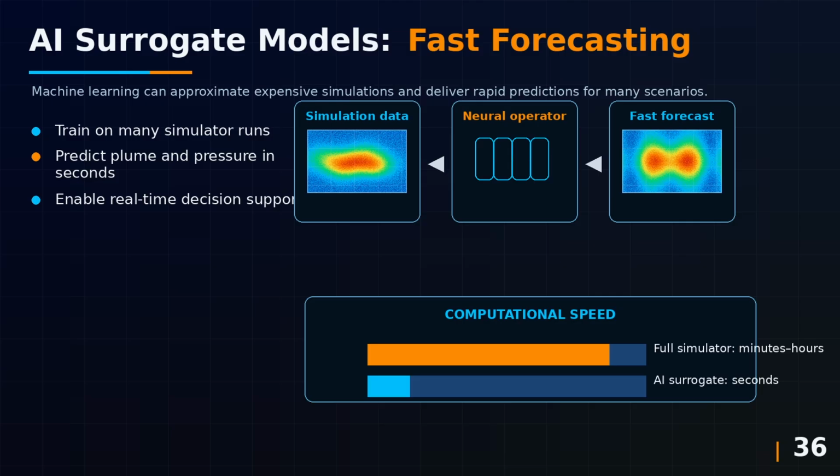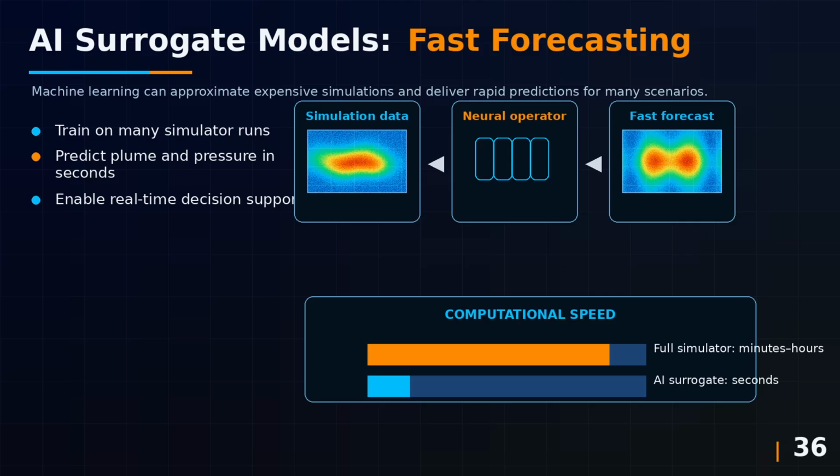But we must use AI carefully. A surrogate is only reliable within the range of data it has learned. If we apply it to very different geology or operations, it may fail. Good surrogate modeling requires high-quality training data, proper validation, physical consistency checks, and uncertainty estimates. The goal is not to replace physics blindly. The goal is to combine simulation and AI so that we get speed without losing trust.